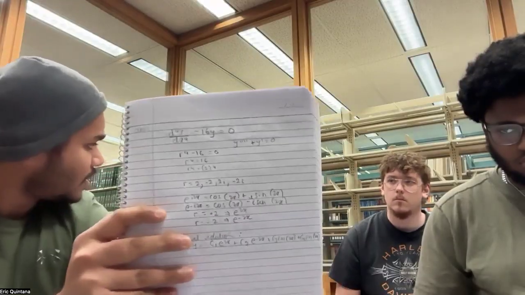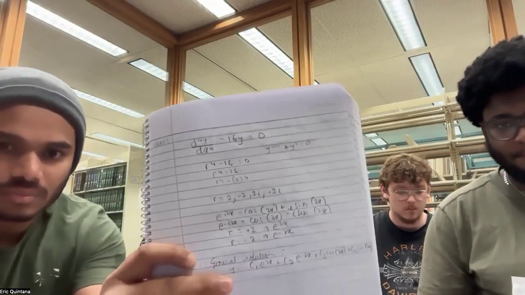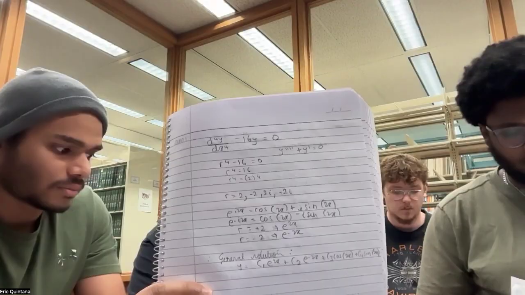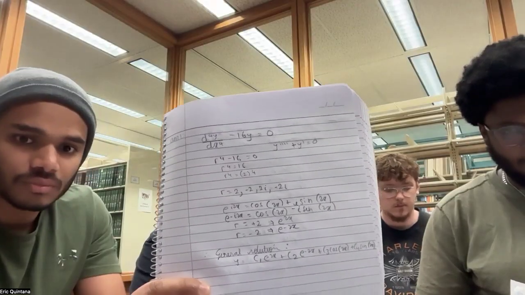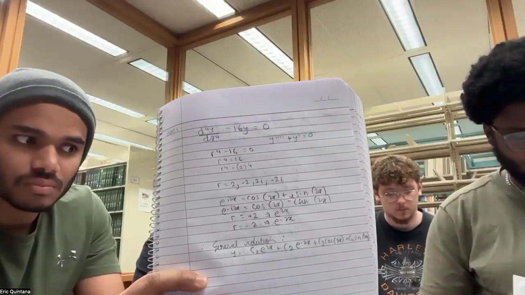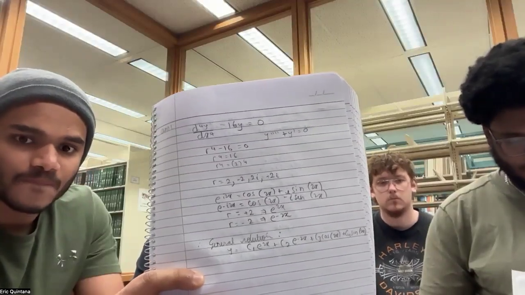And then at the end, for y of x, we combined them all together. So we got C1 e to the 2x plus C2 e to the minus 2x plus C3 cosine 2x plus C4 sine 2x.